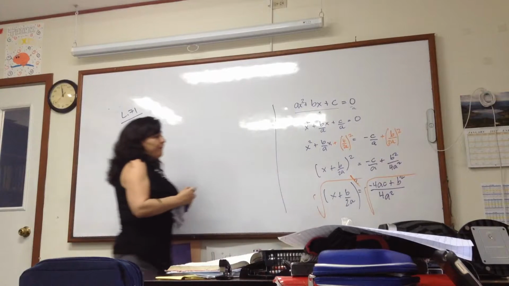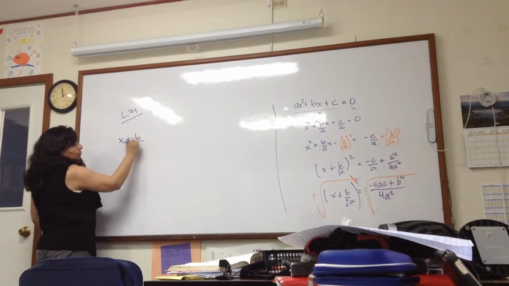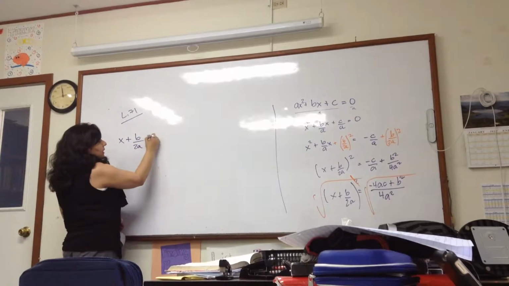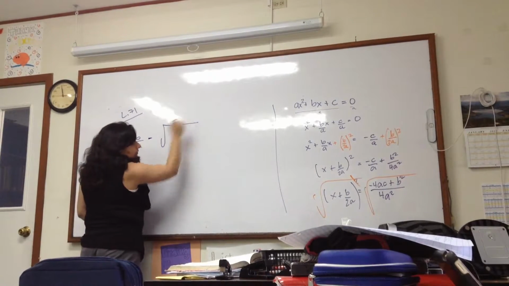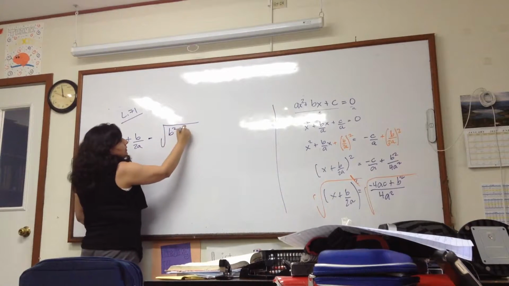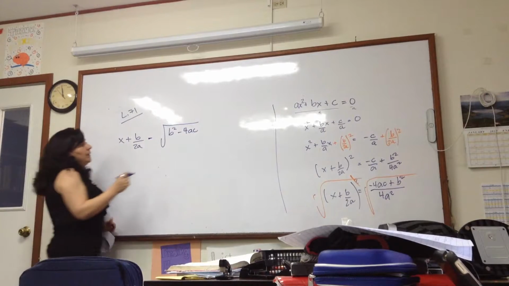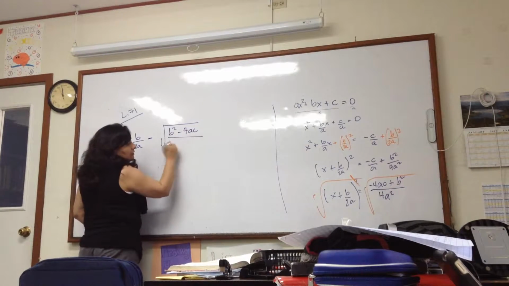This gets canceled out, right? And I'm left with x plus b over 2a equals the square root of, I'm going to put the b squared first because it bothers me to have the 4ac first, I just turn it around, over 4a squared.